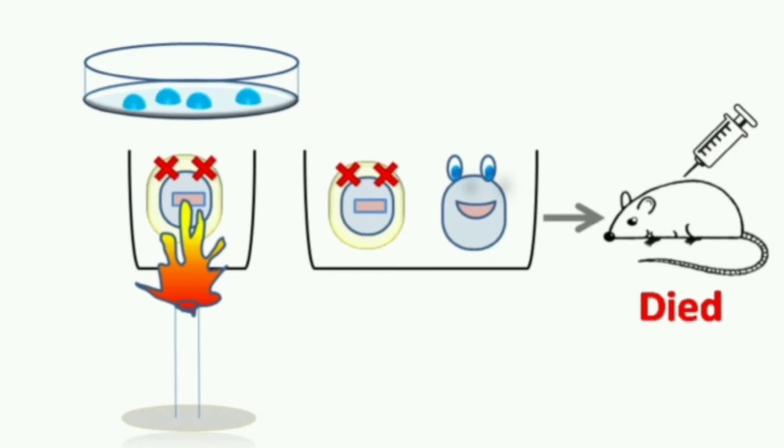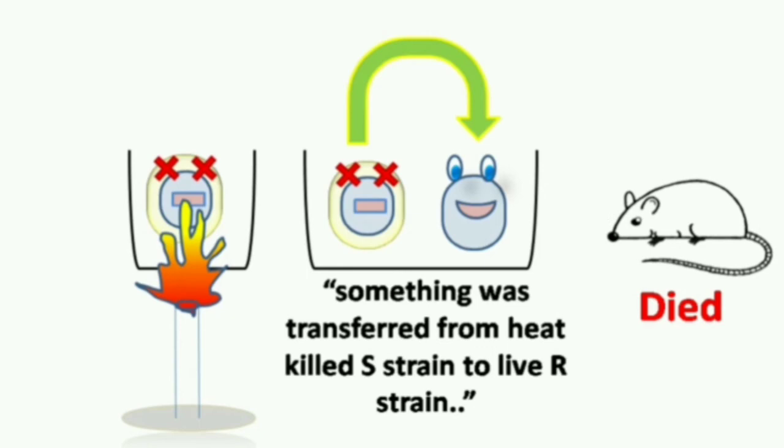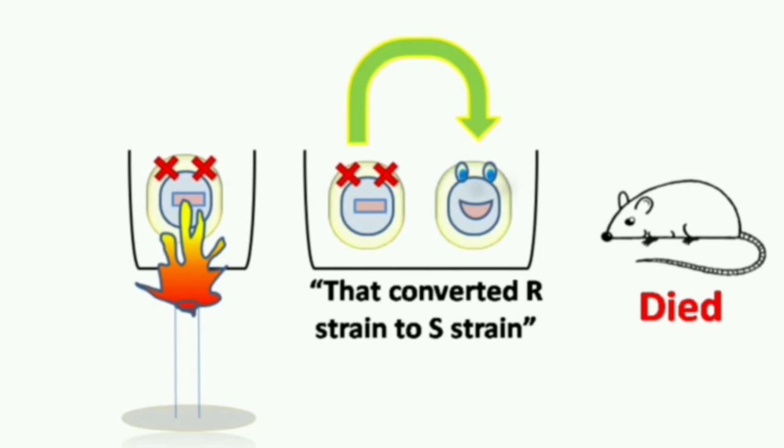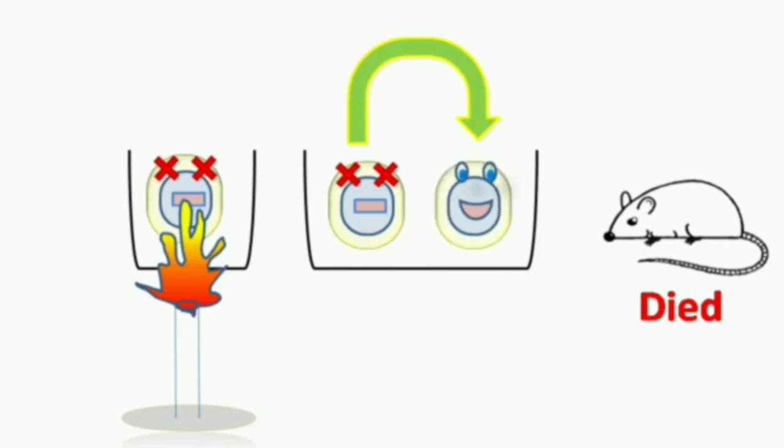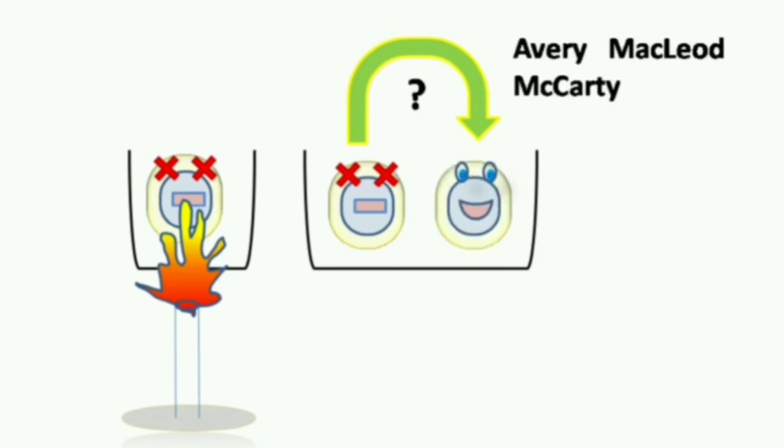Avery conducted an experiment to find the transforming principle. Cell lysate of heat-killed S strain was treated with different enzymes and incubated with the R strain. Rough strain converted to smooth strain with almost all enzymes, but only with DNase treatment did it fail to convert rough strain to smooth strain. Then the mice lived. DNA was the transforming principle.